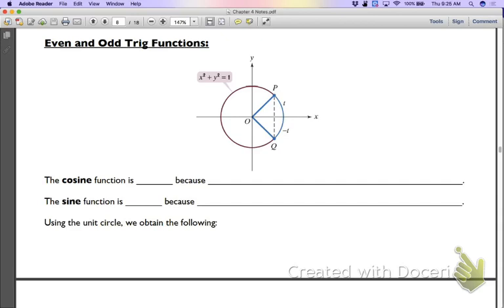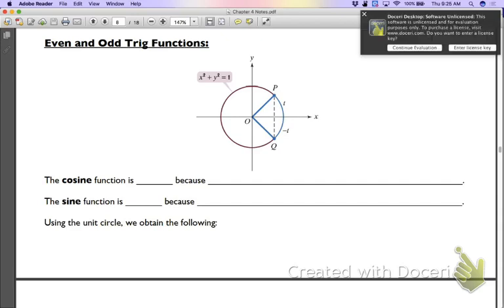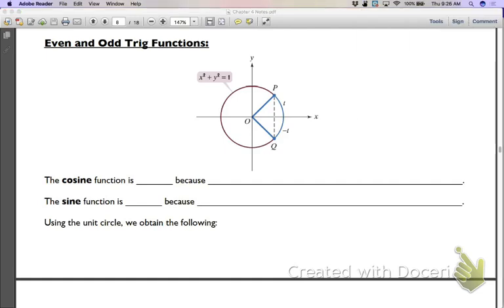So whenever we talk about even and odd trig functions, cosine is the one that stands on its own. Since it stands on its own, cosine is always going to be even. Because what does cosine always deal with? What value? Cosine always dealt with my x, right? Remember, cosine was always x. Sine was always y. So cosine is always going to be even.